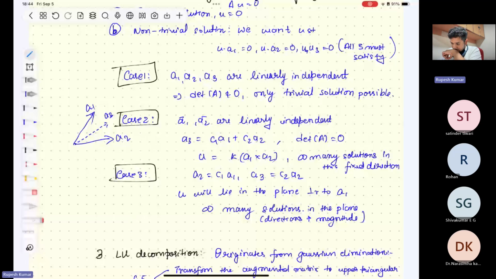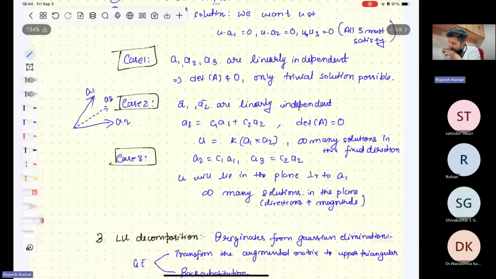Now, in this case, what will be the value of u? The value of u will be a vector which is perpendicular to the vectors a1 and a2, right? So this will be a vector which forms 90 degrees with this plane, right? This is the vector u. In this case, you will get infinitely many solutions.